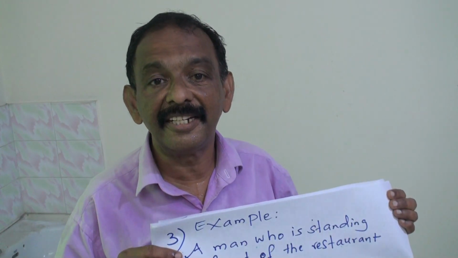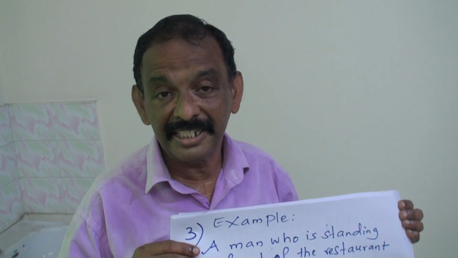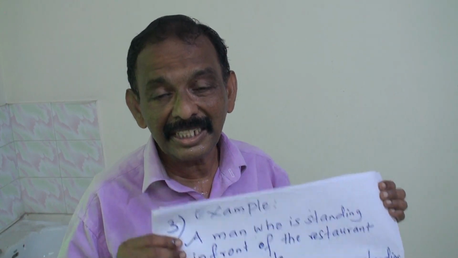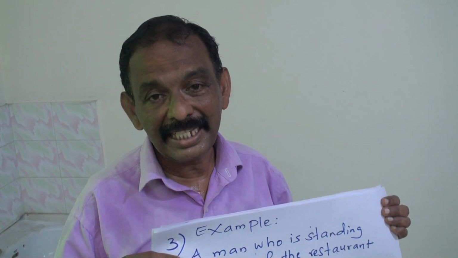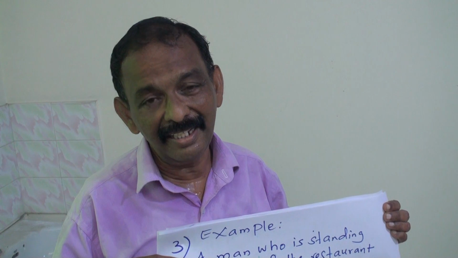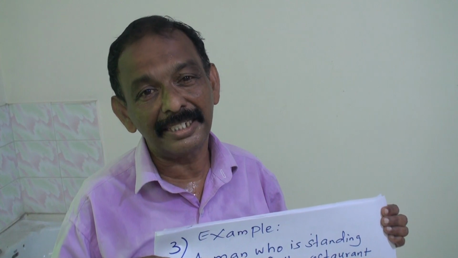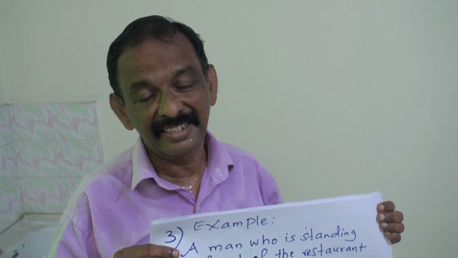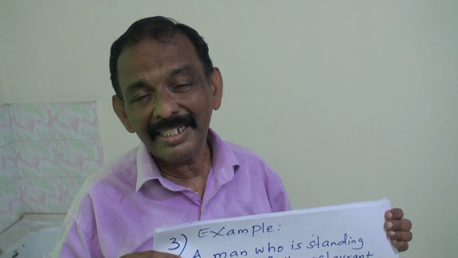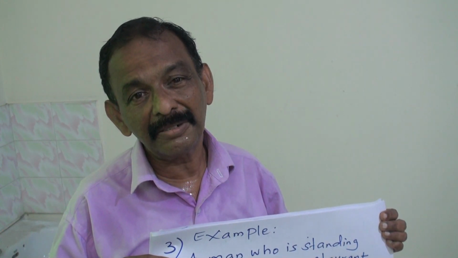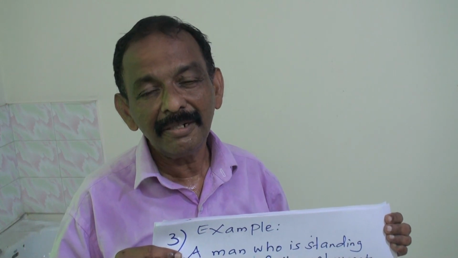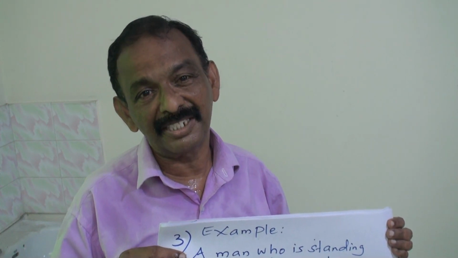So this is the theory first. Then we can go to the examples. A man who is standing in front of the restaurant is my uncle. What is the relative clause in this case? That is, who is standing. A man is the antecedent. The precursor that comes before the relative pronoun is called the antecedent. So a man is the antecedent, a noun which comes before the relative pronoun who. Who refers to a person here.